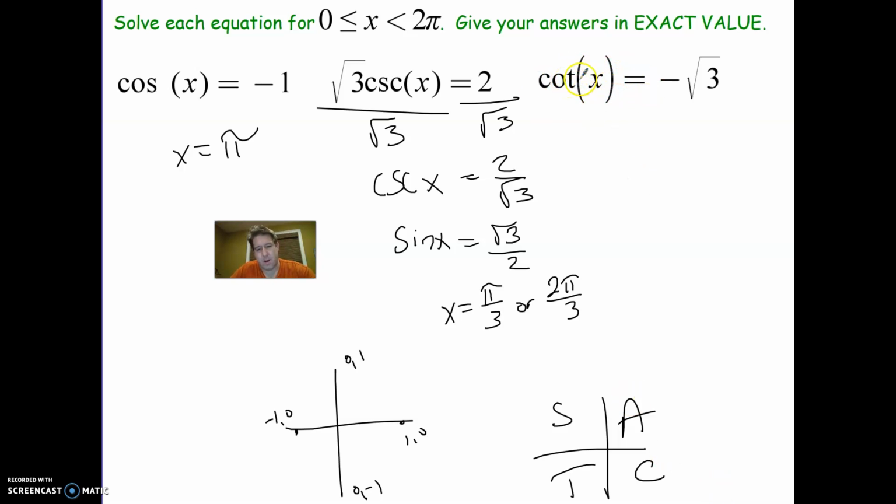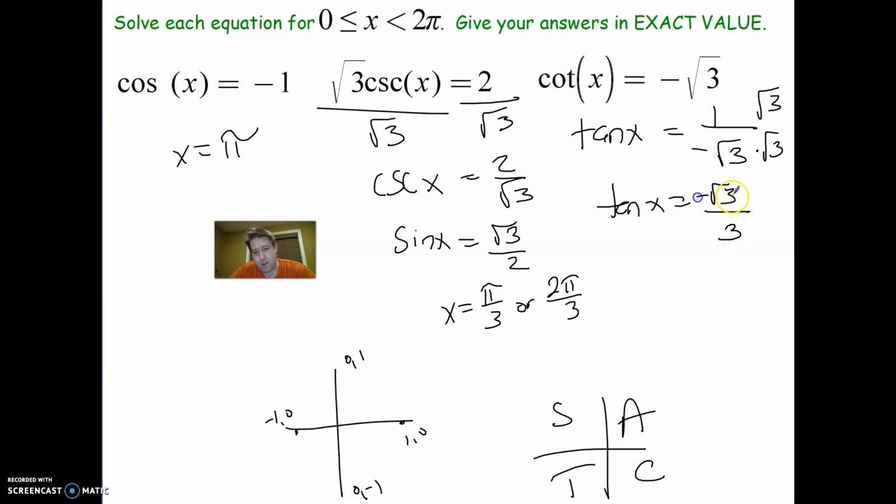All right, so for this one, the first thing I'm going to do is change cotangent into tangent. So tangent of x is equal to 1 over negative square root of 3. The next thing I want to do is rationalize this. I'm going to multiply the top and the bottom by square root of 3. That gives me tangent of x equals square root of 3 over 3. Now keep in mind it's still negative.